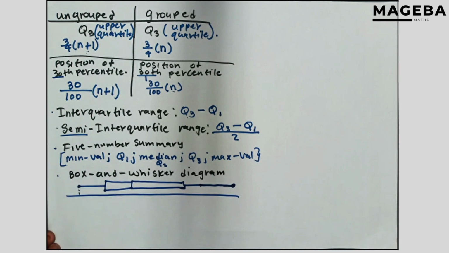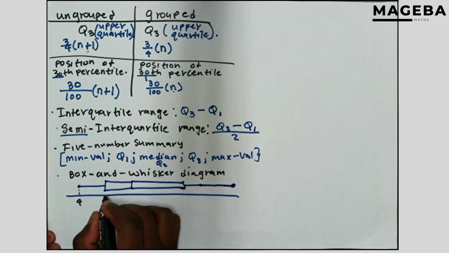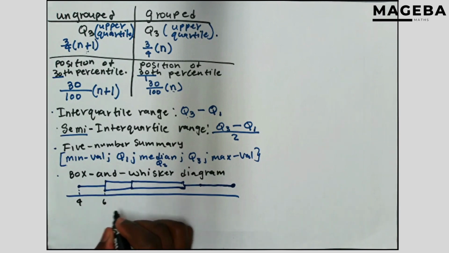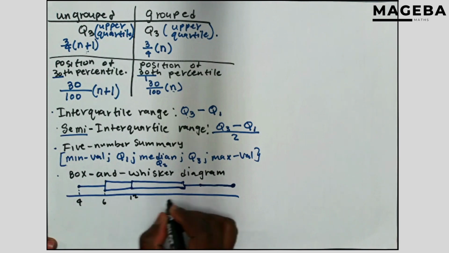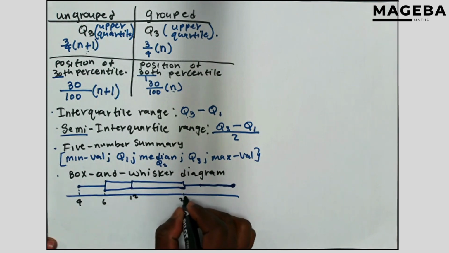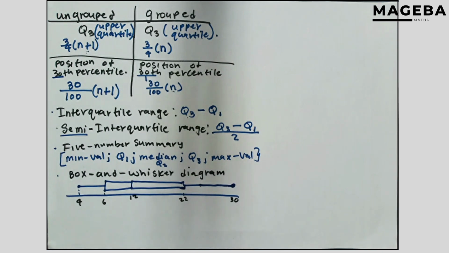It's gonna be the rough one here. This one I'm just gonna name 4, and then this one I'm just gonna name 6. This one here I'm just gonna name 12, and then this one here I'm just gonna name 22, and then this one here I'm just gonna name 30.